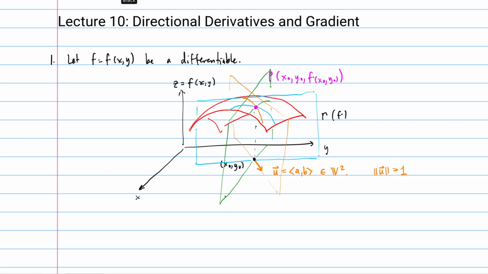So that's the geometric setup. The picture gets a little messy once we have all this, but you can imagine down here spinning this orange vector around as long as it remains a unit vector.